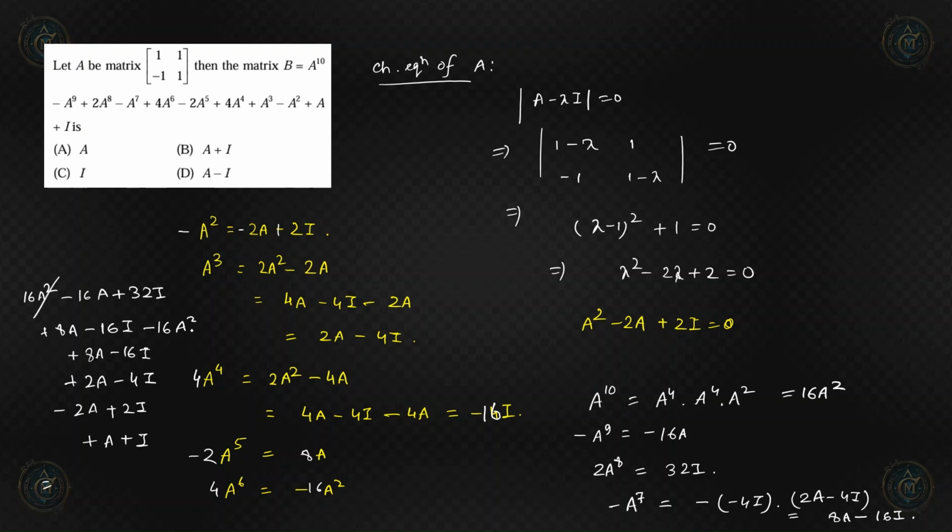That means this 16a square gets cancelled, this 32i gets cancelled, so here 8a plus 8a minus 16a gets cancelled, and from this equation 2a and minus 2a gets cancelled, this becomes a minus i. So what will be our correct option here? Correct option will be option number D, right? Let us move to the next question.